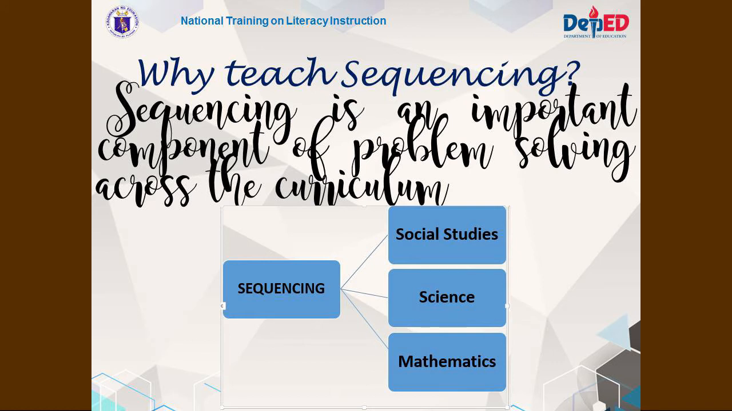So why teach sequencing again? Sequencing is an important component of problem solving across the curriculum, especially for social studies, for science, and for mathematics. But of course, in all areas. Do you agree? Yes, we have sequencing across all learning areas. And of course, in our COT, we are looking for the integration, right? Content integration, COT indicator number 1, when we observe our teachers.